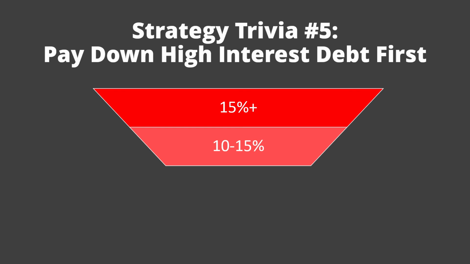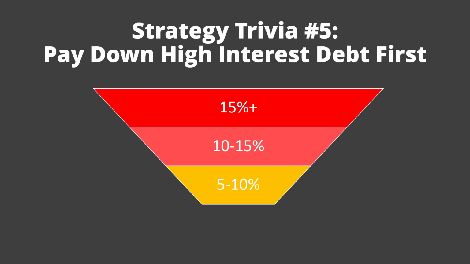Then if you have debt between, let's say, 5 and 10% interest, that still kind of hurts, but it's like a treadmill with incline instead of a full-on Stairmaster. So you can deal with that afterwards. Get your credit cards and whatever high interest debt you have sorted out first, and then you can deal with, say, student loans or whatever else.